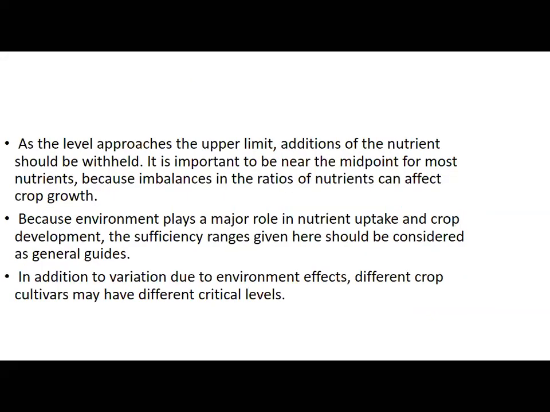Then as the level approaches our limit, the addition of nutrient should be withheld. Means we have to stop addition of the nutrients at a particular peak, because it is important to be near the midpoint for most important nutrients, because imbalances in the ratios of nutrients can affect the crop.